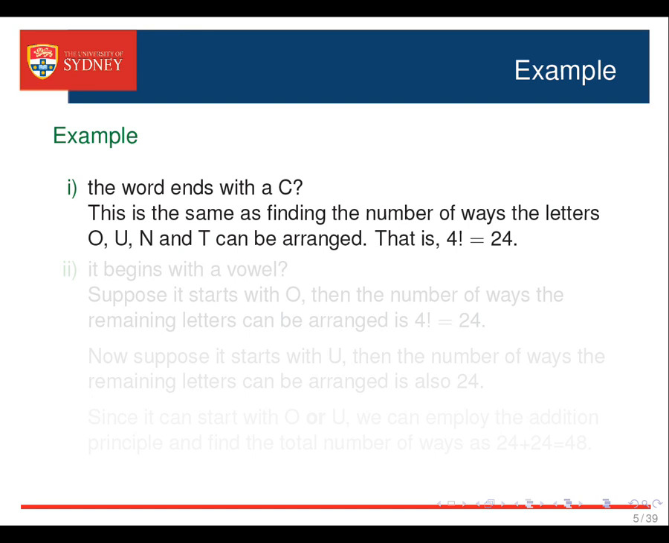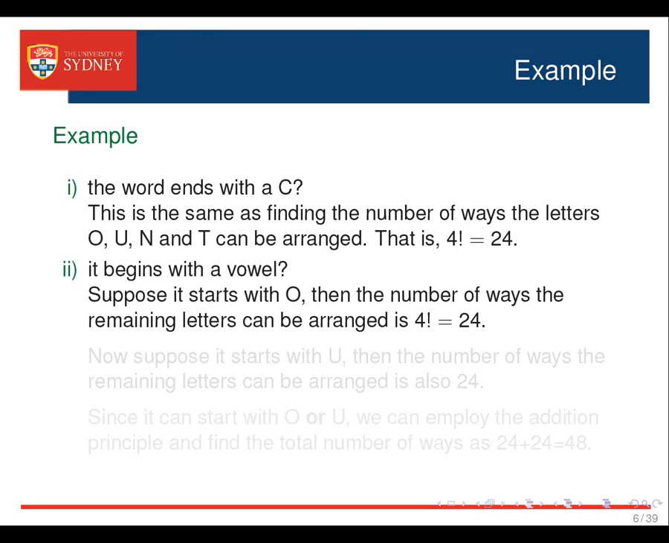If the word ends with a C, this is the same as finding the number of ways the letters O, U, and T can be arranged. This is because the 5th letter is fixed and we can only arrange the remaining 4 letters. So the number of words ending with a C is 4 factorial, which equals 24.